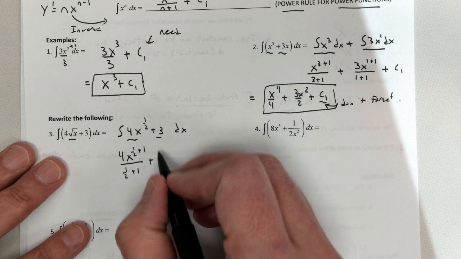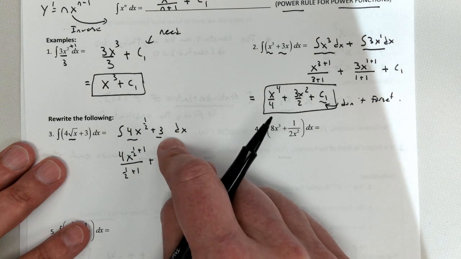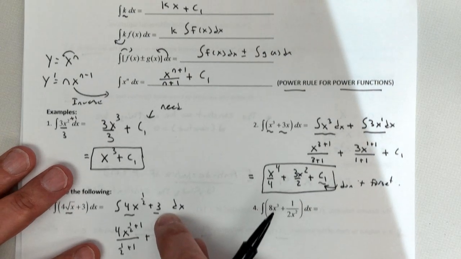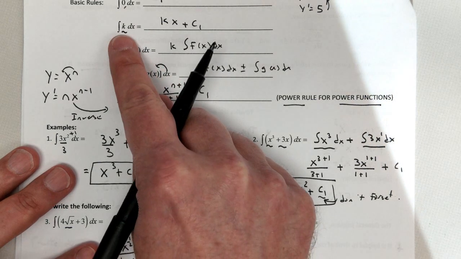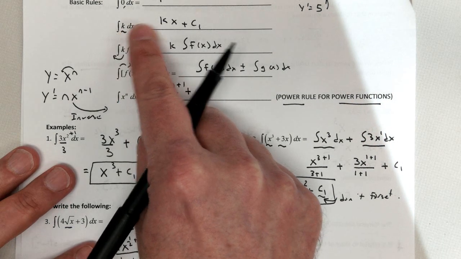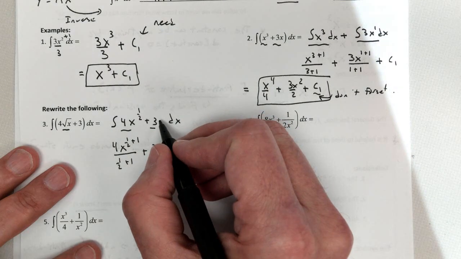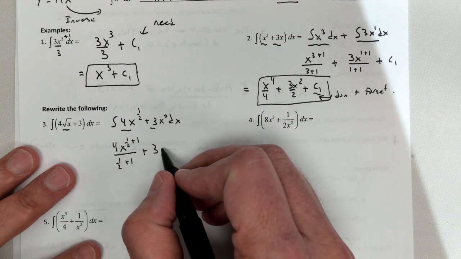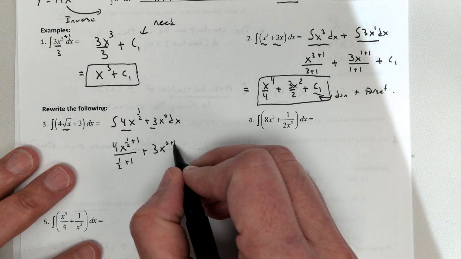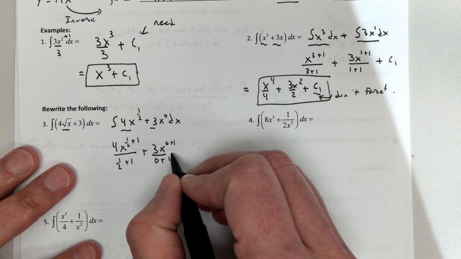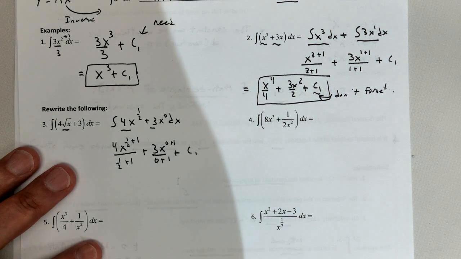Plus 3. Now the 3 here doesn't have an x. So we're going to go back up to our constant rule. Our constant rule from an earlier video said we're just going to add an x to it. Another way to look at it is you can think of this as x to the 0. So this would be x to the 0 plus 1 over 0 plus 1, plus c1. And there's our answer.